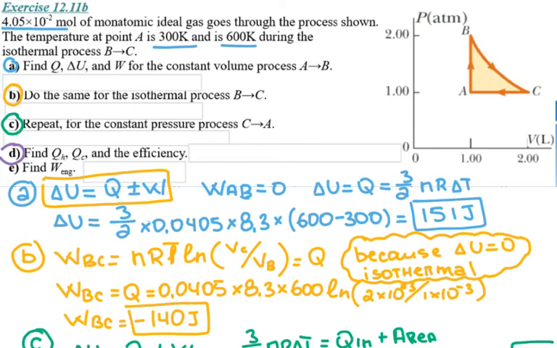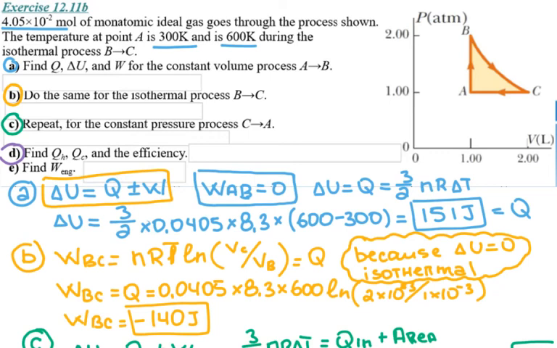Because between A and B it is an isovolumetric process, the work between A and B is equal to 0, and the change of internal energy is equal to the heat, which is 3/2 nRΔT, and the temperature changes between A at 300 to B at 600. So if I plug in all my numbers, I get the change of energy is equal to 151, and that is actually the heat added into the system as well.